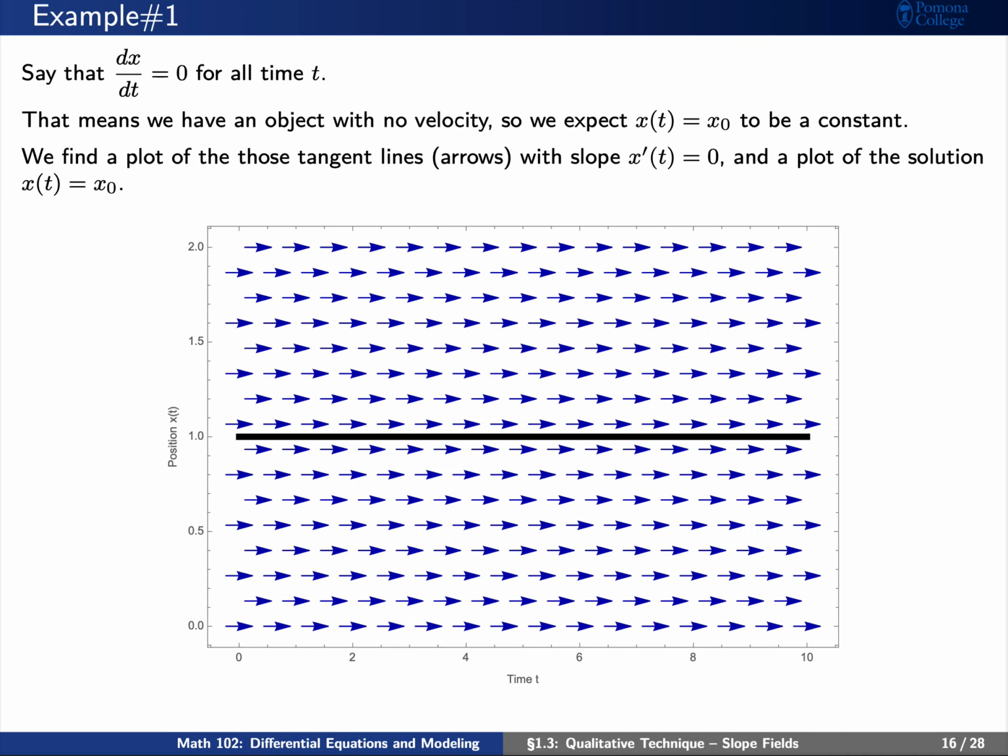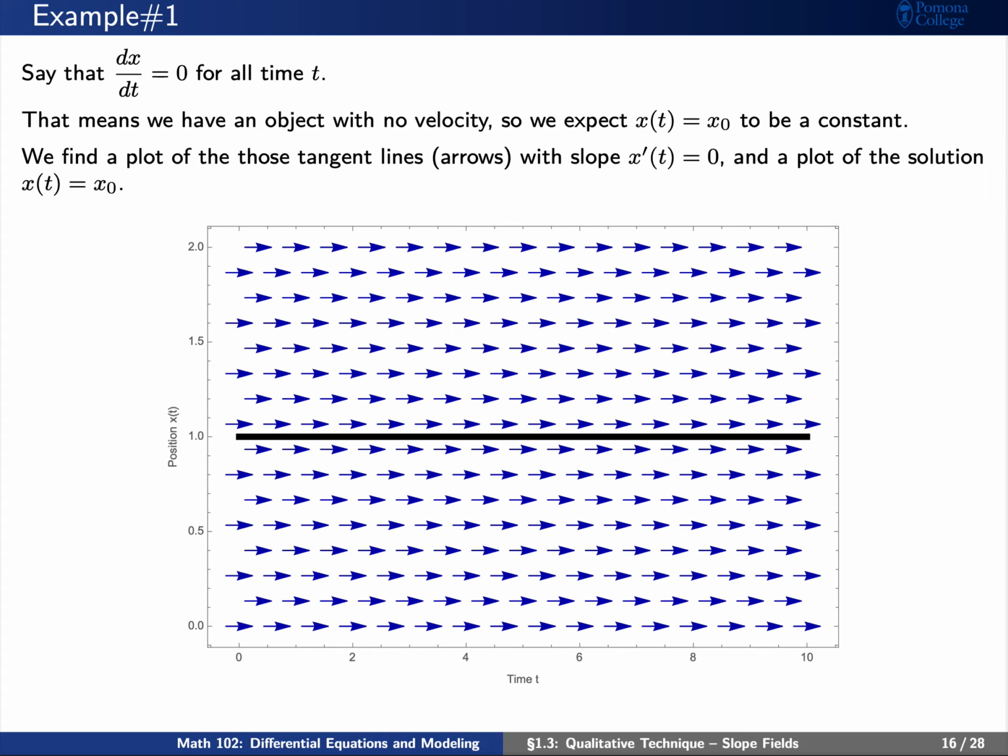Well, we can plot these tangent lines that have slope 0, and we can also plot the solution x of t equals a constant x0. What you see here on the screen is the following. We have arrows that denote that everywhere we must have a slope of 0. These arrows are all flat. They all have slope 0.